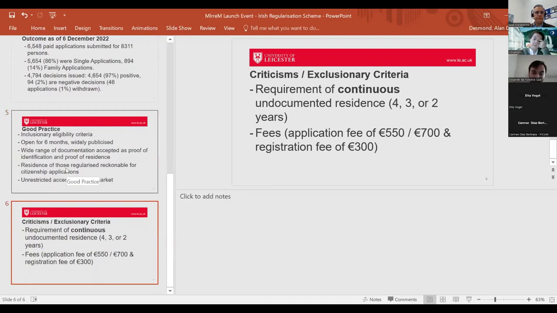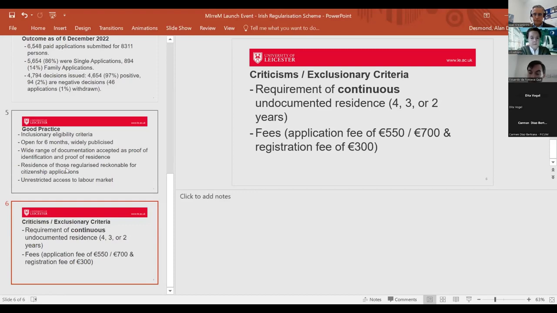In terms of critique of the scheme, there was a requirement of continuous undocumented residence, which excluded people who, for example, may have been present in Ireland for 4 years lawfully, but then may have fallen into irregular status and may have been irregularly present for 6 months, a year, 2 years, whatever. But those people, despite long-term residence in Ireland, were excluded from the scheme. And it's difficult to see a justification for that exclusion.